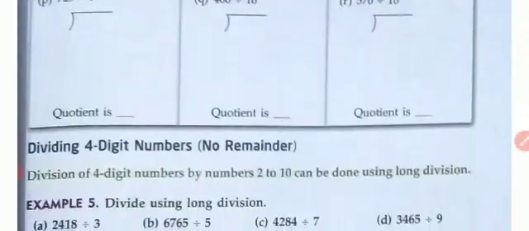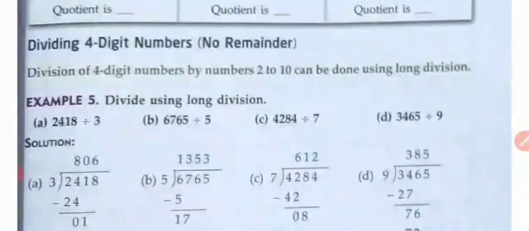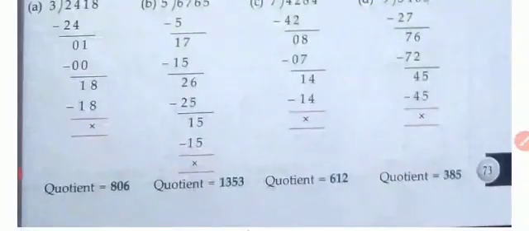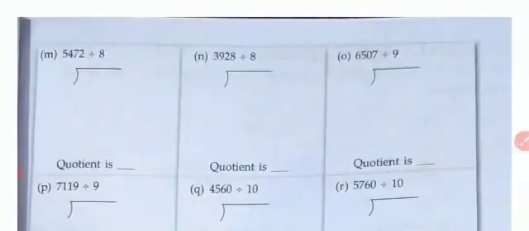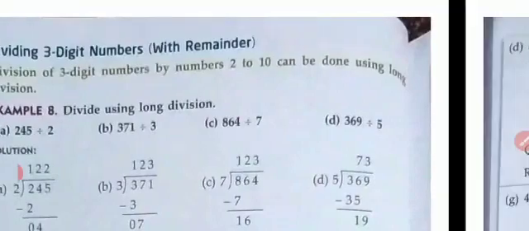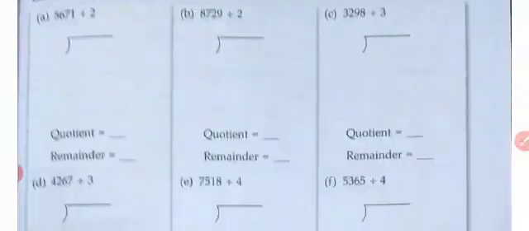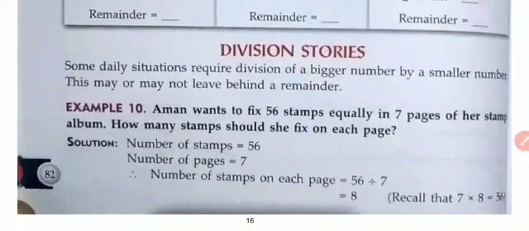These are the exercises we have done. See, 4-digit number with remainders. This is what we have, no remainders. This is what we have done. And 2-digit number with remainders, 3-digit number with remainders. All of these exercises we have already discussed.